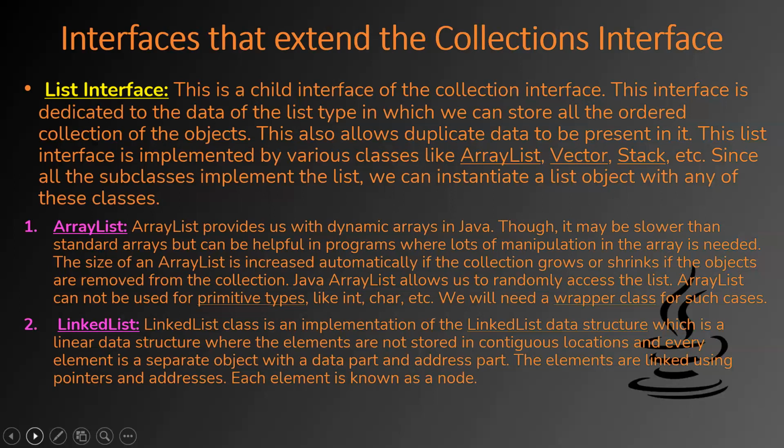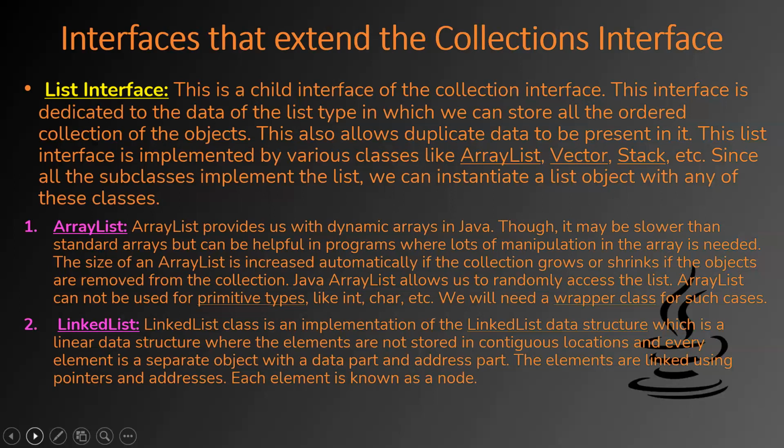ArrayList. ArrayList provides us a dynamic array in Java. Though it may be slower than standard arrays, it can be helpful in programs where lots of manipulation in an array is needed. The size of an ArrayList increases automatically if the collection grows, or shrinks if objects are removed from it. Java ArrayList allows us to randomly access the list. ArrayList cannot be used for primitive data types like int, char, etc. We need a wrapper class for such types.